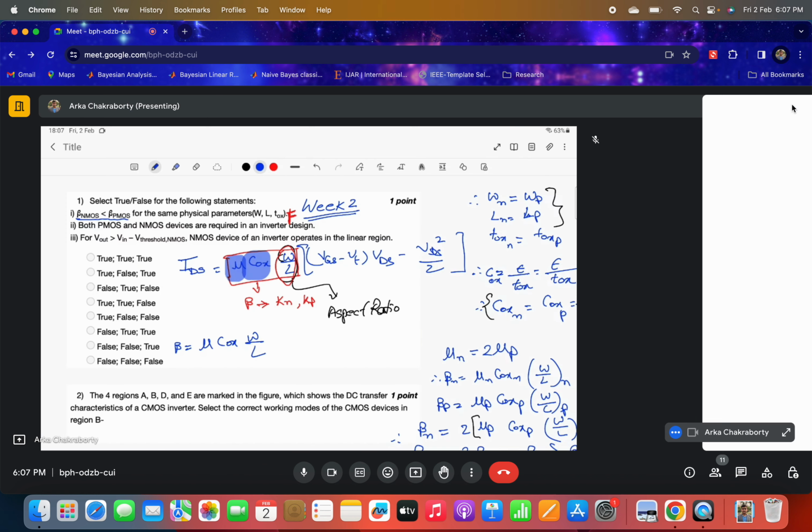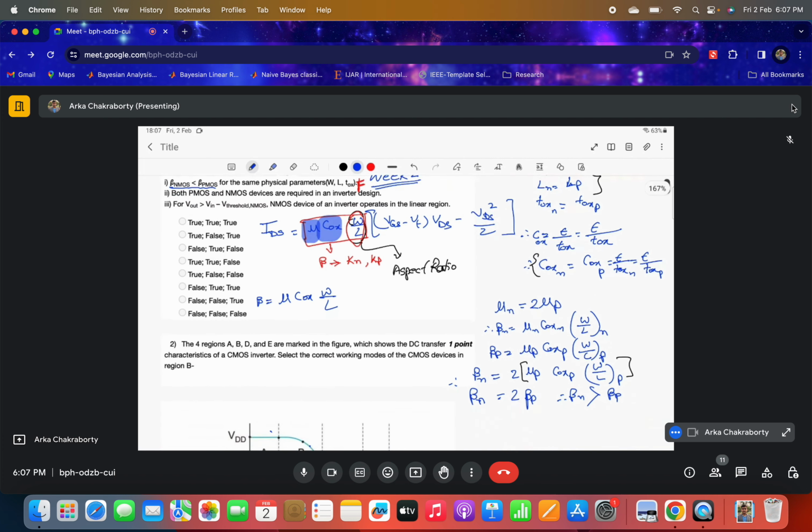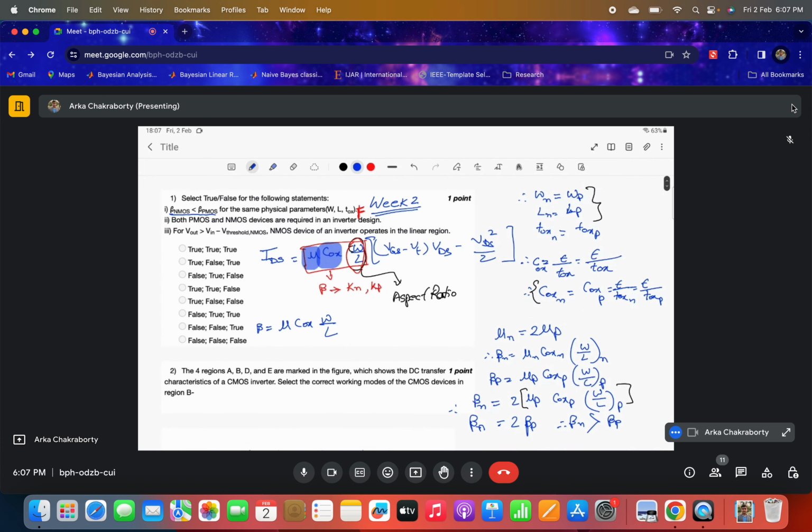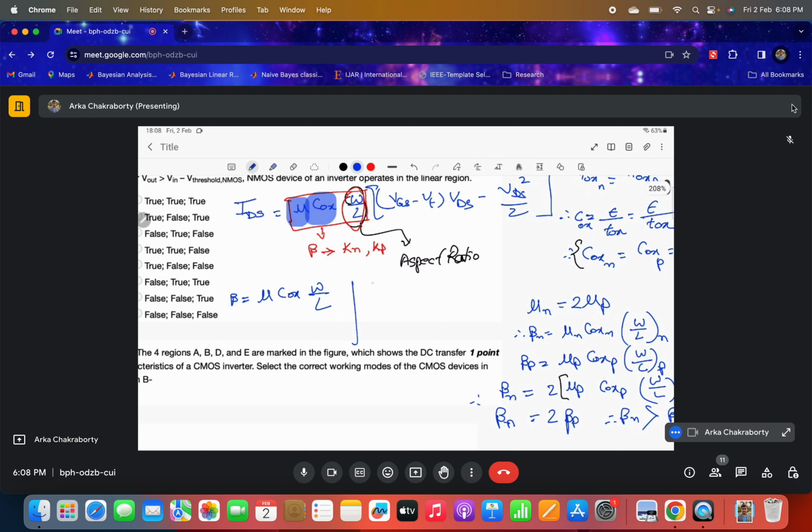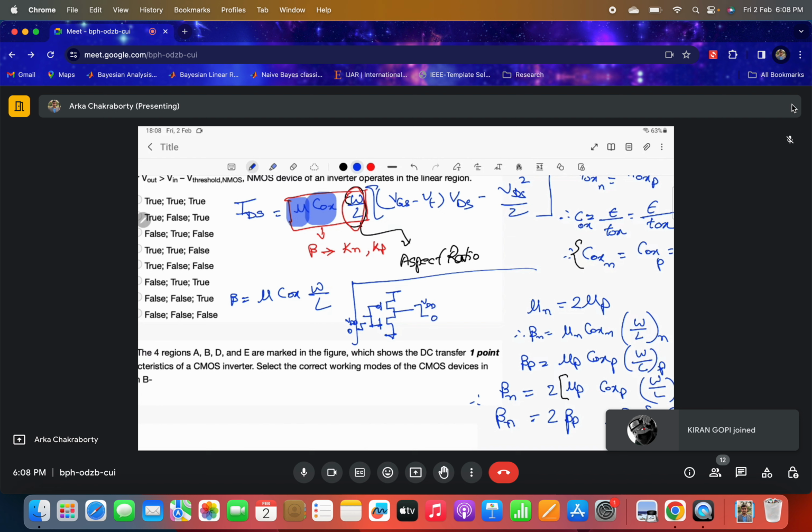Okay, now let's see. Let me draw it here. This is the circuit that we call an inverter. You will give such a voltage and you will get this kind of voltage. For low logic input, you will get high logic output, and for high logic input, you will get low logic output. That's fine. But what if I draw this circuit?